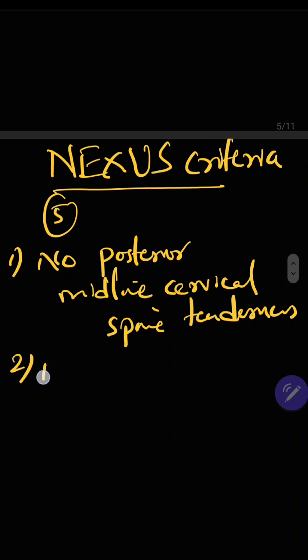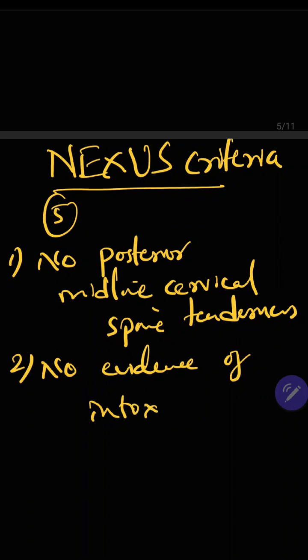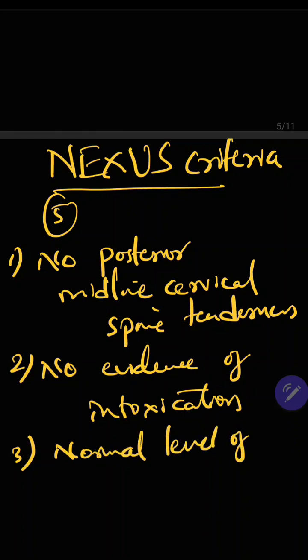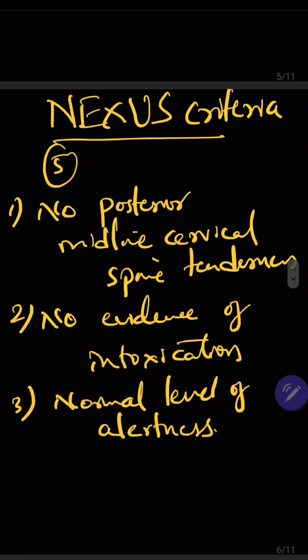And number two, no evidence of intoxication. Maybe the patient has taken alcohol. And number three, normal level of alertness. So normal level of alertness means, maybe the patient is having GCS of 14 or less. Sorry, normal level of alertness. This one I will be discussing later.